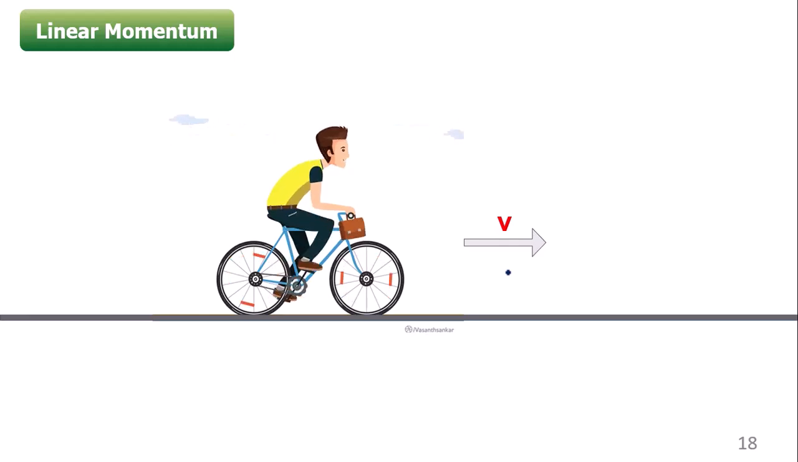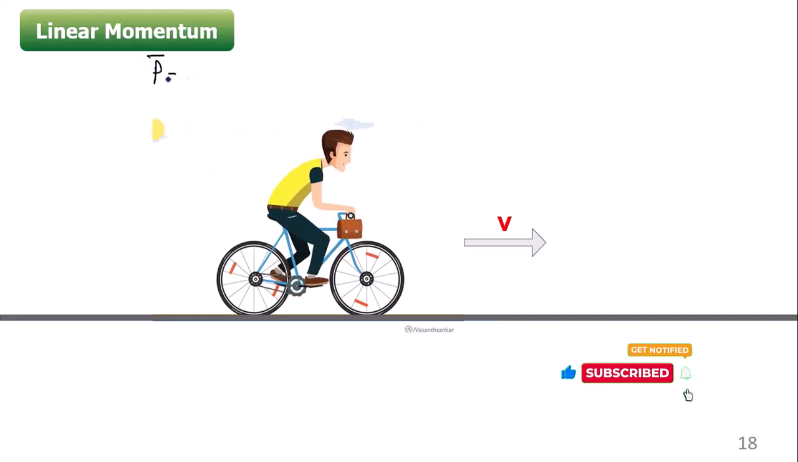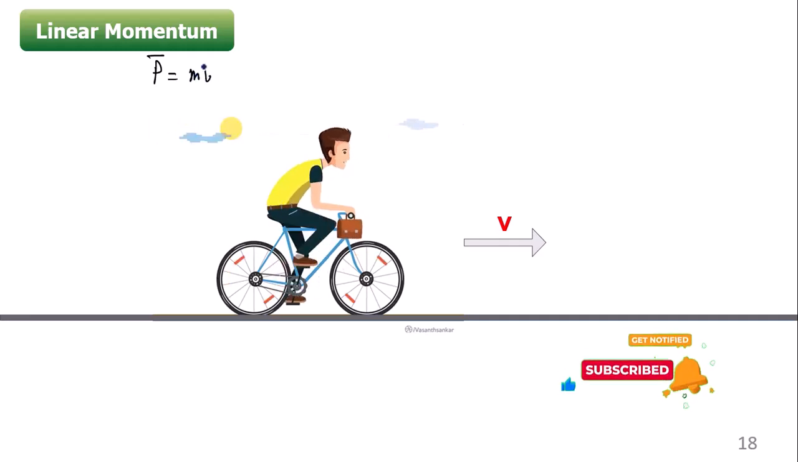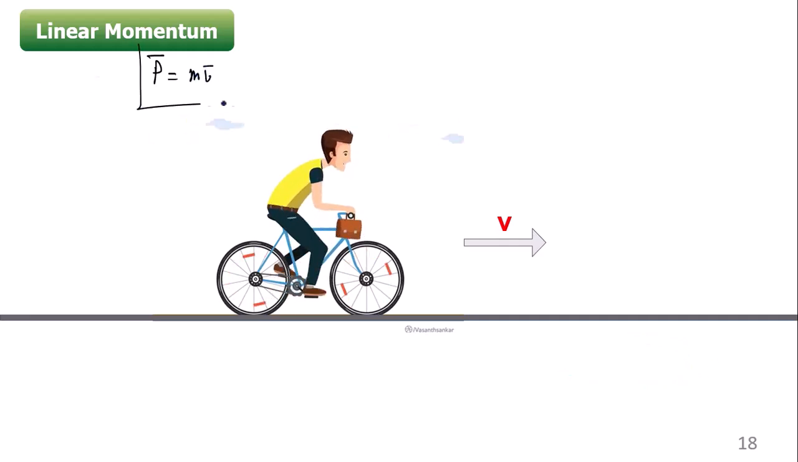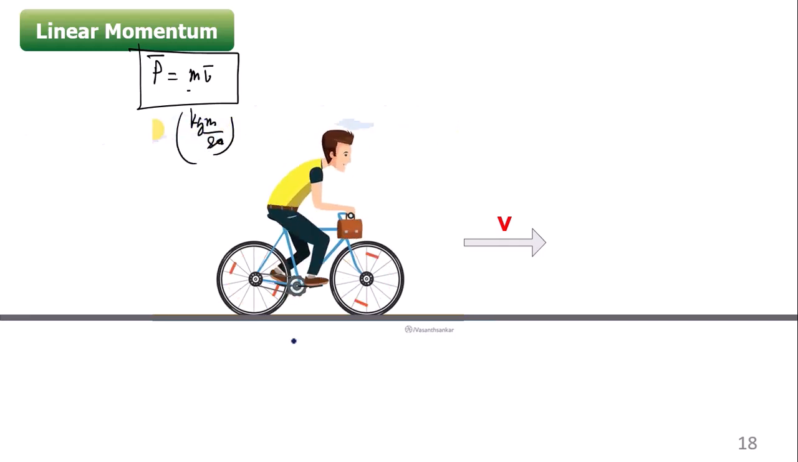Before analyzing the second law, I have to consider one parameter known as momentum. Momentum is written as the p vector. Momentum is nothing but mass into velocity vector. So it is a vector quantity. It is the product of mass and velocity, that means kg into meter per second. Momentum has direction.